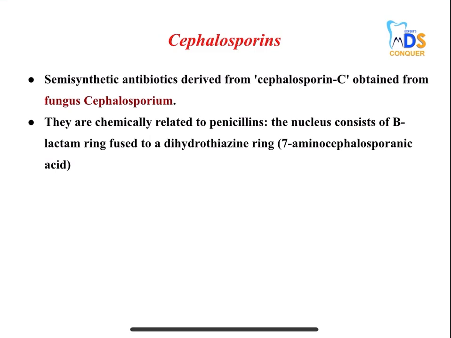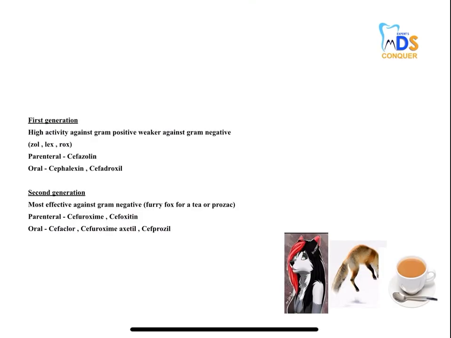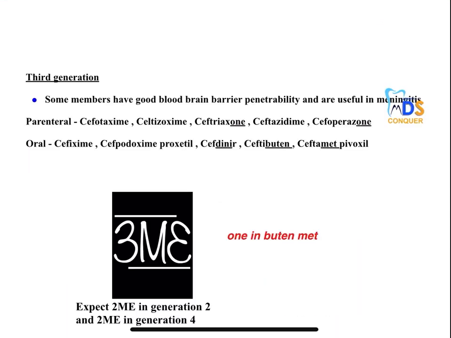Next is cephalosporins. Very importantly, the generations and the mnemonics for the generations. I think you have your own mnemonics for this. If you see here, the second generation has the mnemonic like a fox, so and fur: cefuroxime and cefoxitin are parenteral, and cefaclor and cefprozil are also second generation. If you didn't make any mnemonic, you can just have a look at this. And this is the third generation.